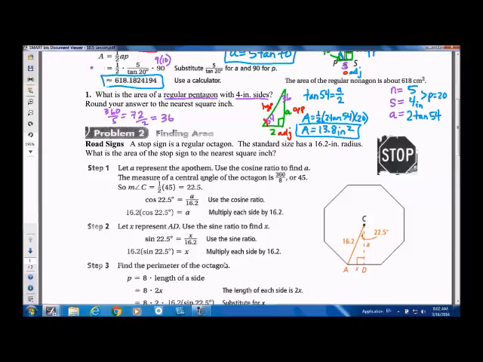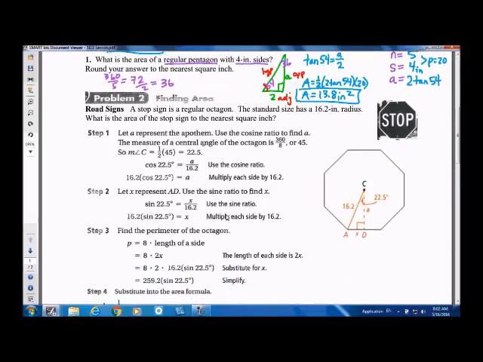All right, let's look at another example here. We are told that a stop sign is a regular octagon. We know we need N, S, and A. So octagon means N is 8, and it has a 16.2-inch radius. Oh, that is new. Don't forget the radius goes from the center to the vertex. So that is our 16.2 length.